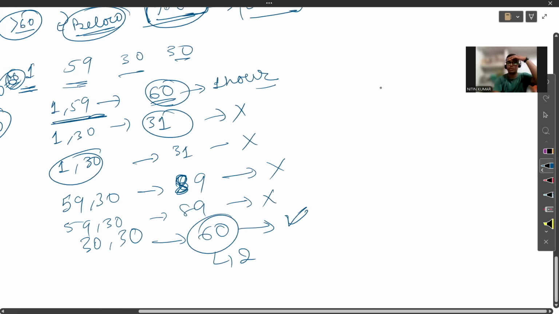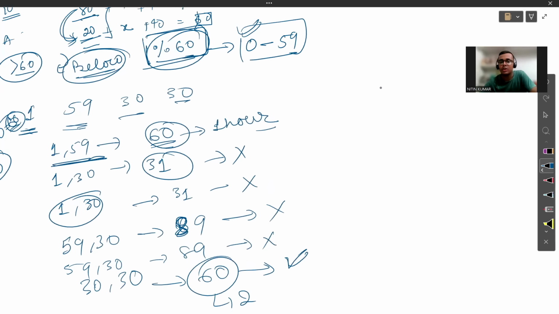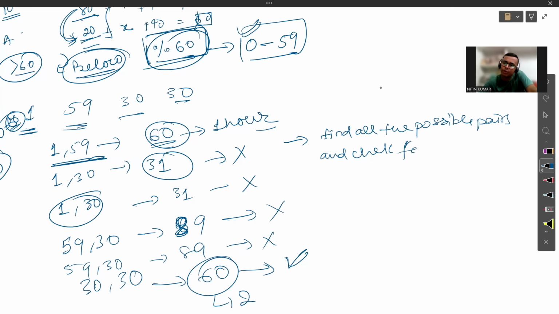So now let's go to the problem solution. What could be our solution this way? The solution is simple. If we look at this example, find all the possible pairs and check for the valid pair. Clear now? Find all possible pairs and check for the valid pair.